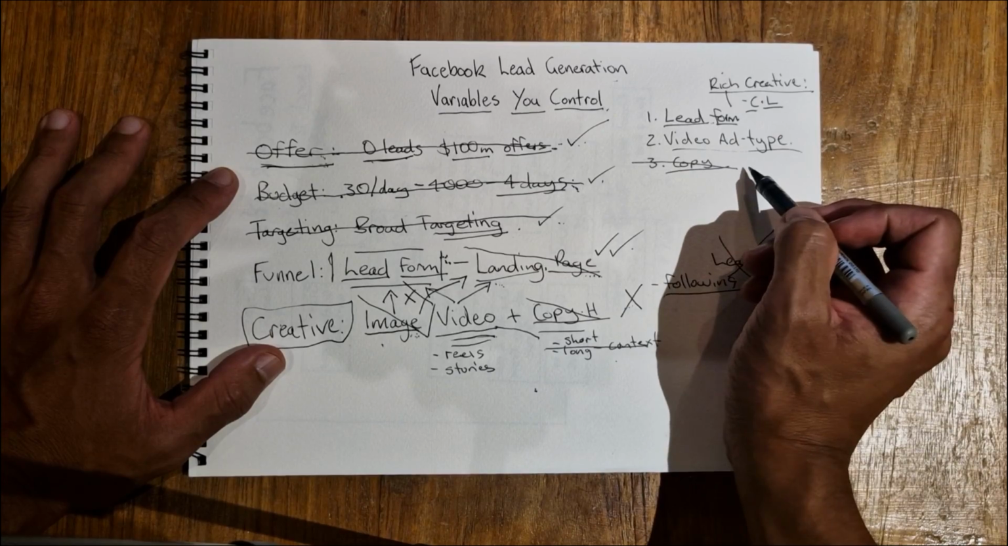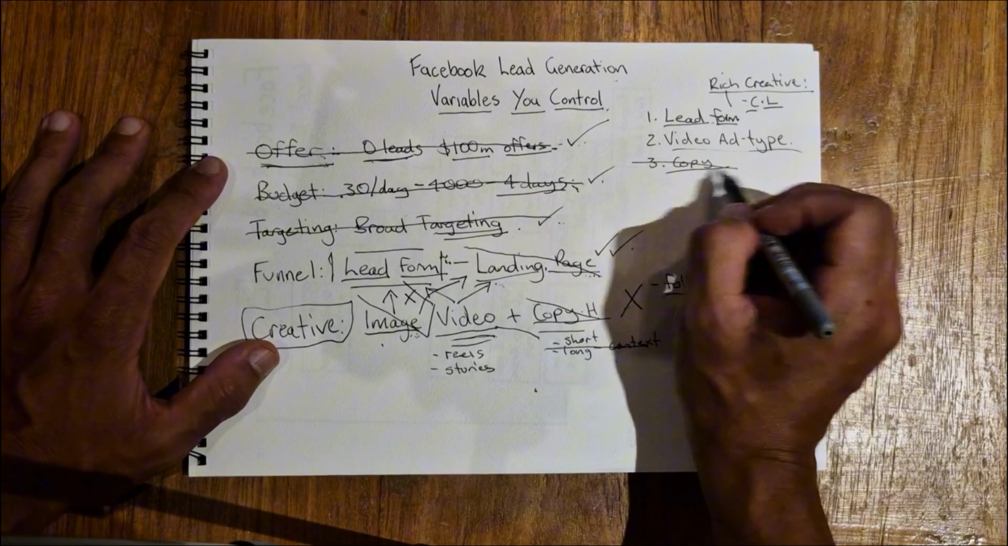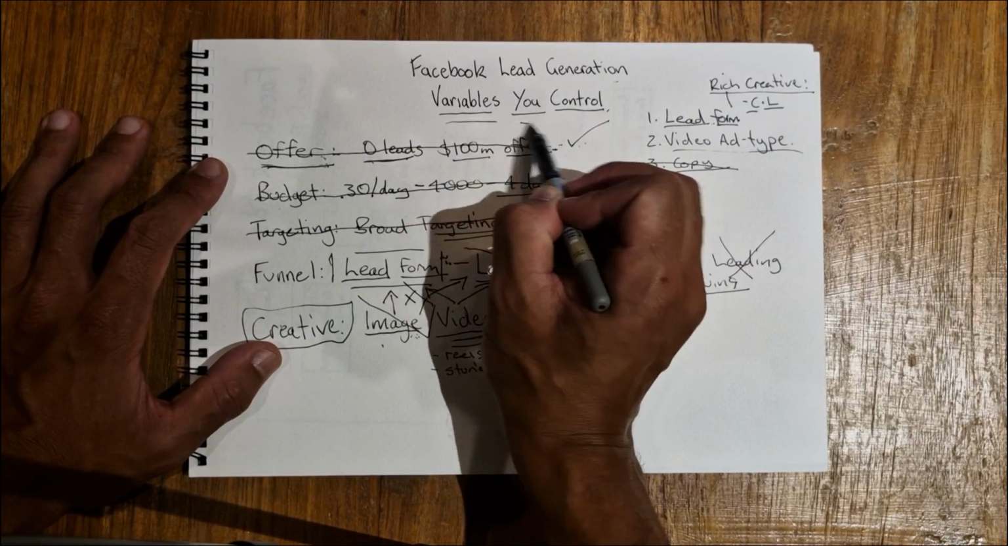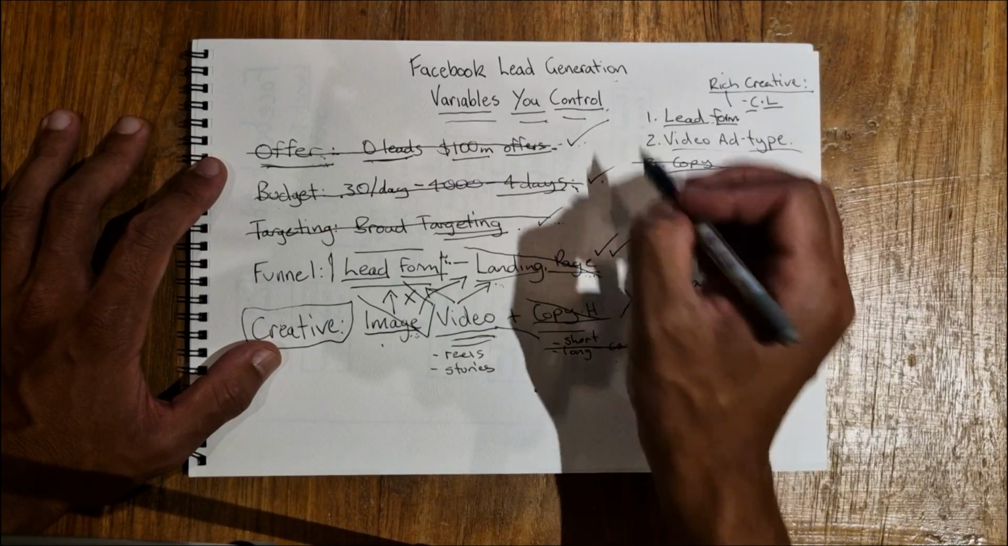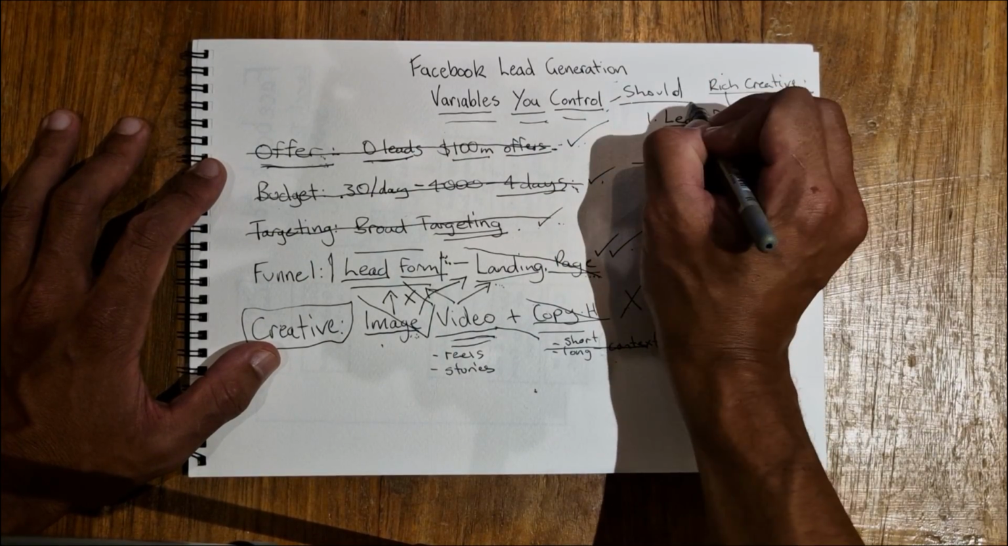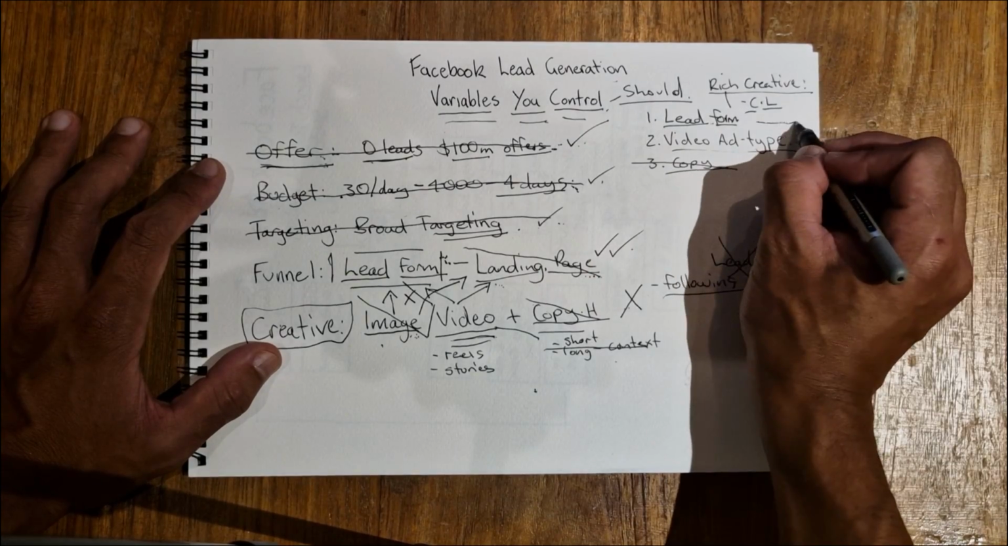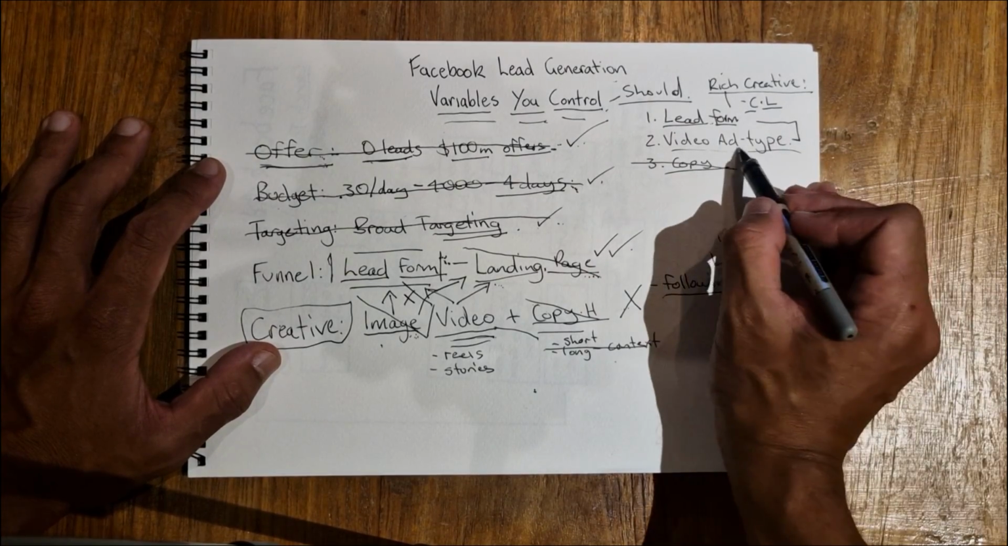I wouldn't put that much effort into copy as I mentioned earlier. And so in conclusion, the variables that we can control are yes, all of these, but the variables that you should spend more time on and control are these 2, the lead form and video ad types that you select.